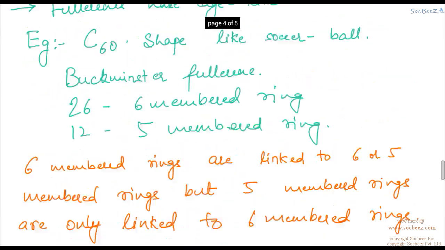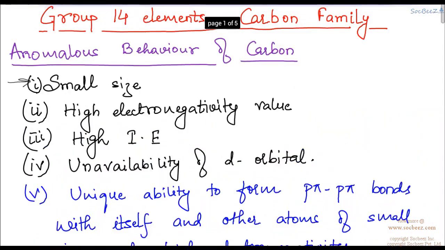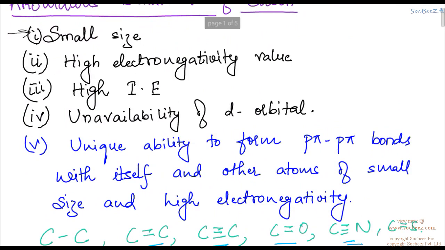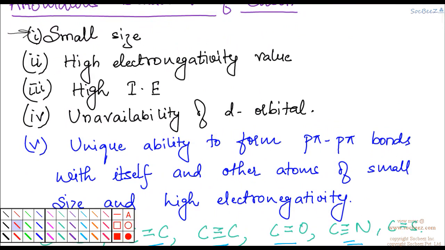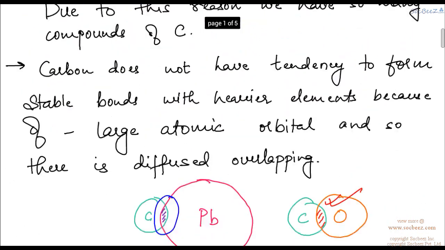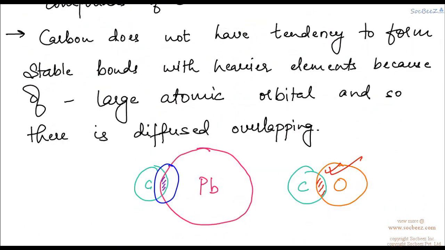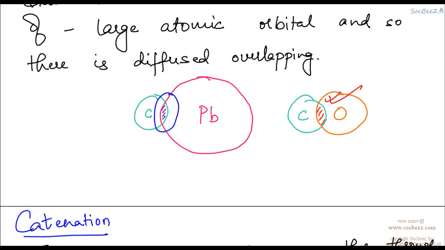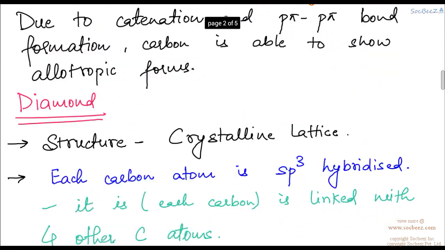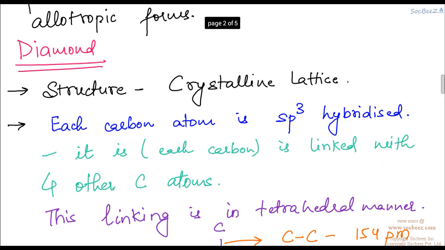Okay, so in this video what did we see? First of all we saw the anomalous behavior. Why does carbon show anomalous behavior? Because of its small size, high electronegativity value, high IE, unavailability of d orbitals and unique ability to form p-pi bonds with itself. Due to this we observed so many compounds. We also saw the reason why carbon does not form p-pi bonds with heavier elements. We saw the property of catenation and its reason.